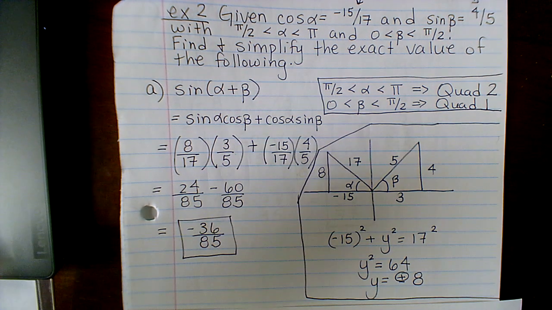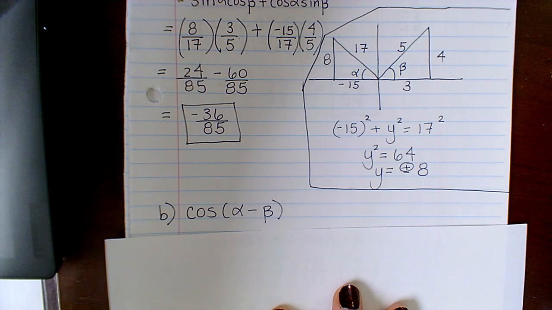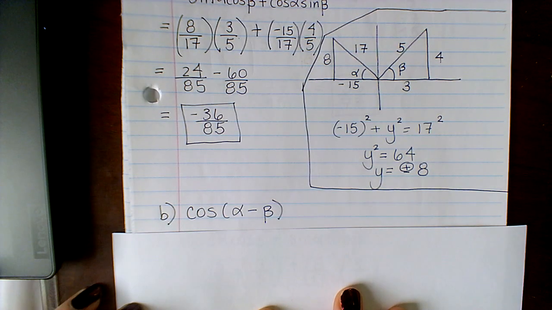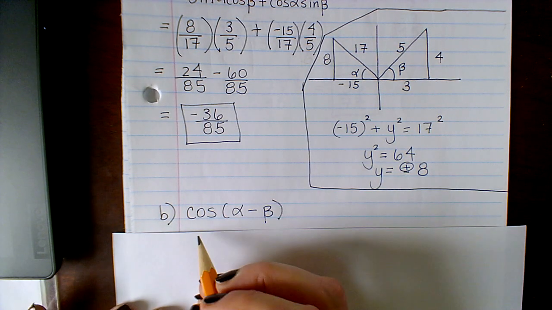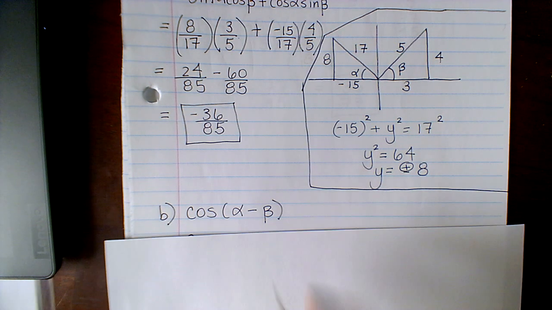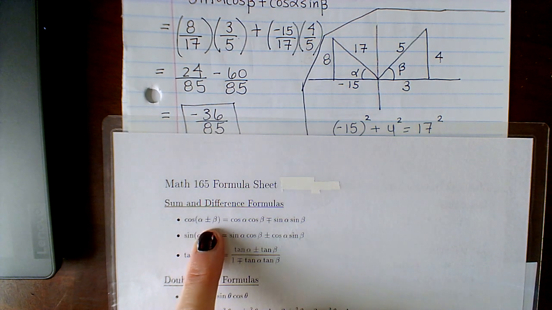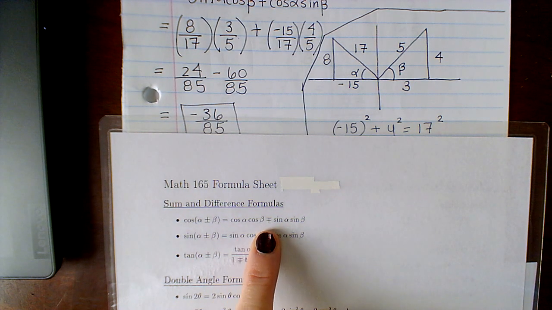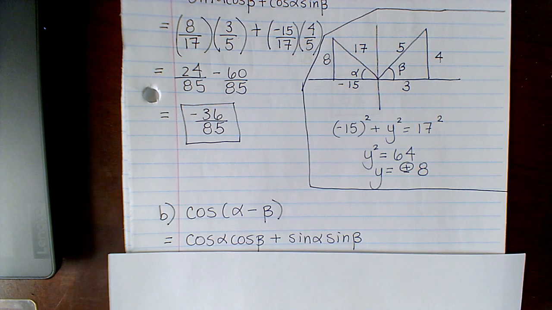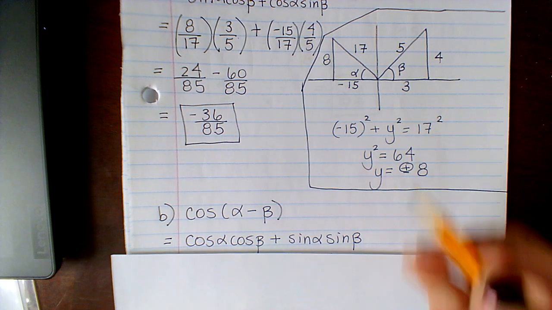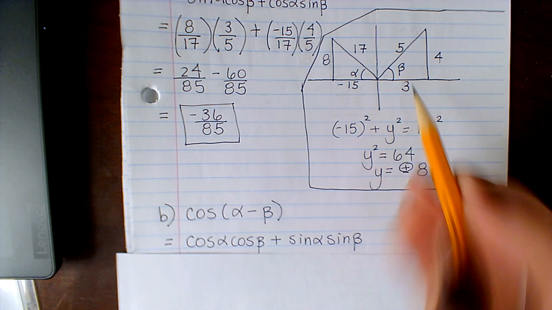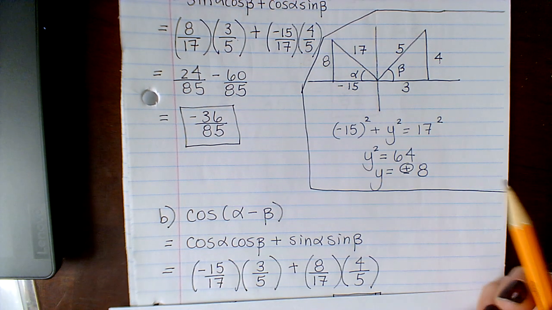Now that we have those triangles, part B is going to be a little bit easier. Cosine alpha minus beta, again, do not distribute this. You want to look at this formula sheet for the minus, that's the bottom sign. So it's cosine alpha, cosine beta, plus sine alpha, sine beta. So there's the formula. Then again, we're going to look up here at those triangles and just fill in the values.